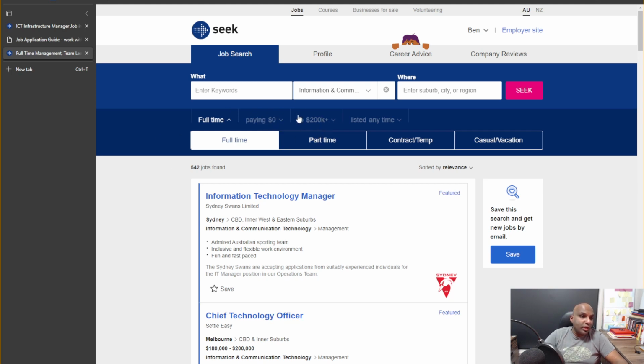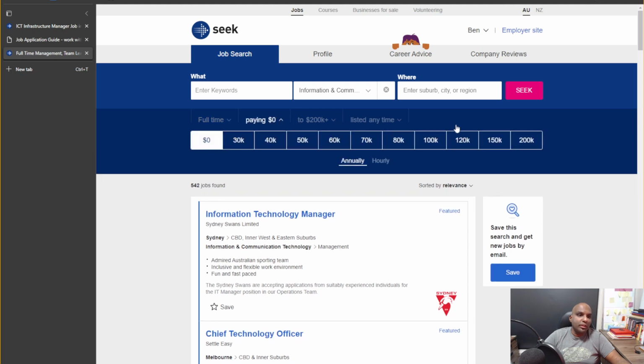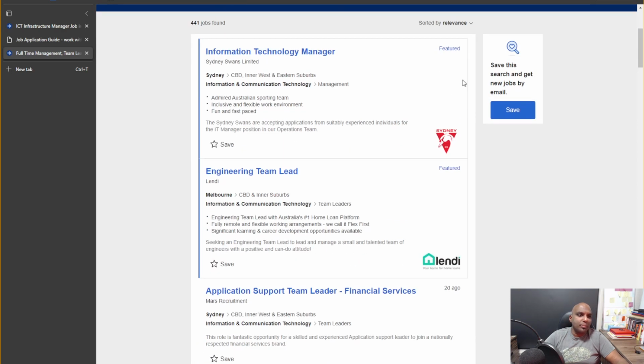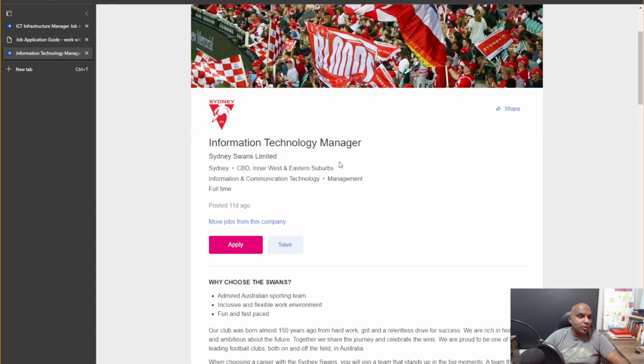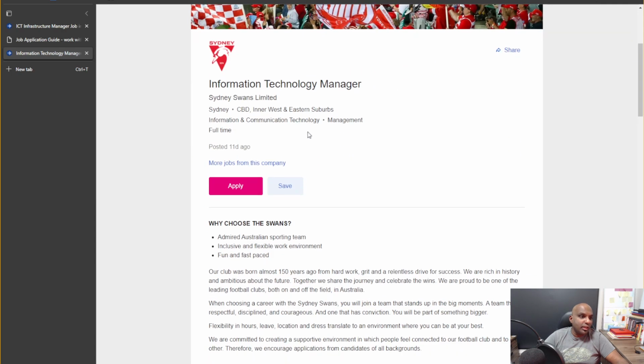If you have specific requirements in terms of how much you want to get paid, again you'll cut down to the chase by doing, let's say, 120 to 200k, for example. I've just left it sorted by relevance. This is a sporting team here in New South Wales. So let's just say I'm wanting to go into this job: Sydney Swans, AFL team.